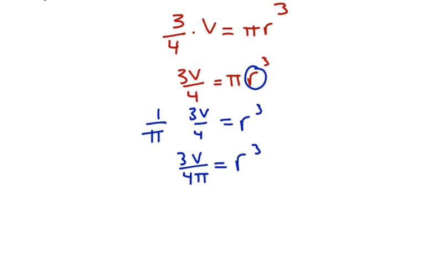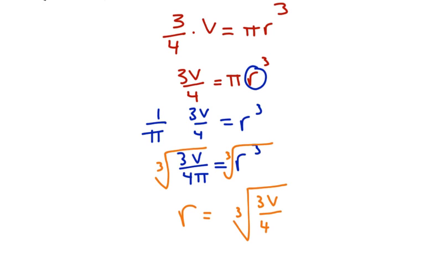Now I need to get rid of the cube. How do you get rid of a cube? You cube root both sides. And we end up finding out that if we wanted to find the radius of the sphere, if we knew its volume, we would do the cube root of 3V/4pi.